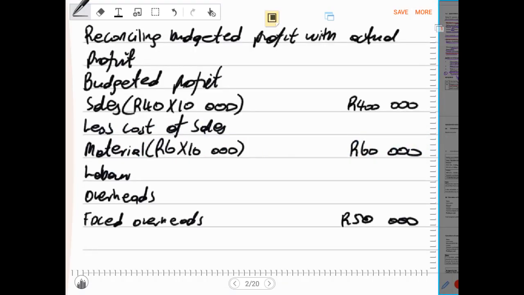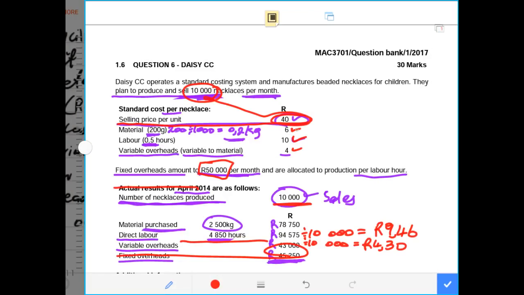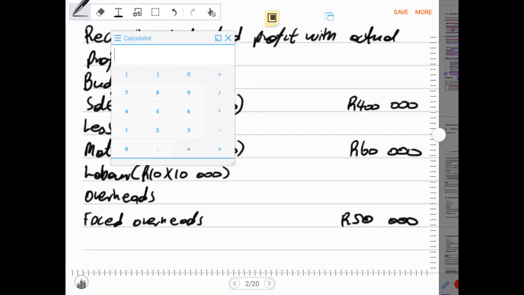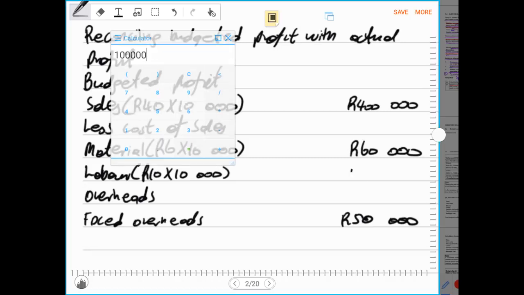Let us confirm that so that we don't write incorrect figures. Yes, our material was budgeted to be 6 rand per unit. Then we have our labor, and our labor per unit is estimated at 10 rand. So 10 rand of labor times the 10,000 units that we want to manufacture gives us 100,000 rands as the budgeted cost of labor for the month of April.